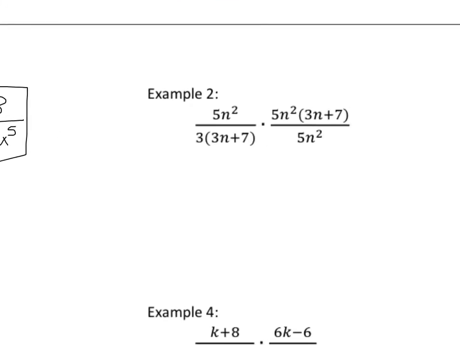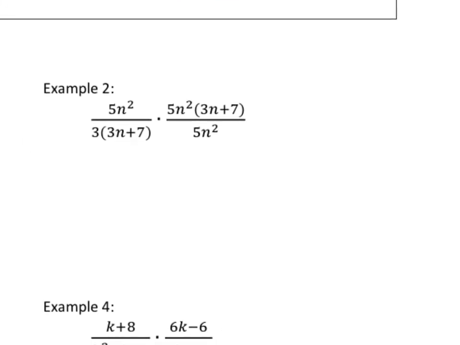Our next one, again, we look and see if we can cancel anything before. Again, you can cancel after you multiply, but sometimes it's simpler to cancel first. Well, we notice that there's quite a few 5n squareds, so I'm just going to cancel those two. I have 3n plus 7 in top and bottom, so I can cancel those. And all that's left is 5n squared on top, and 3 is the only thing left on the bottom.